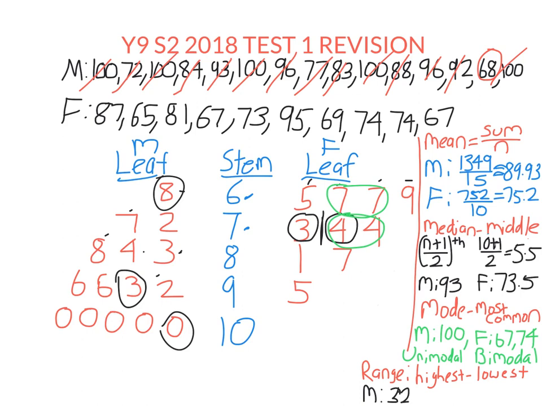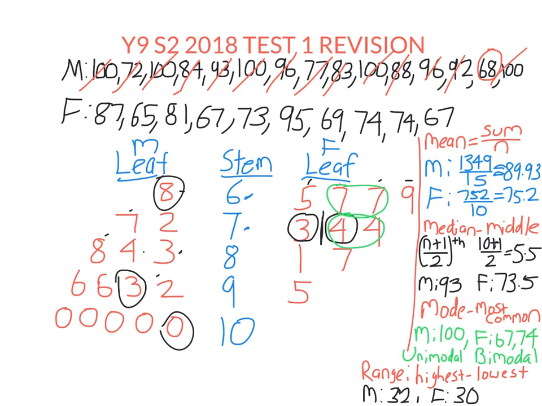So that's the range for males. For females, the highest score is 95, the lowest is 65, and 95 minus 65 is 30. The range doesn't tell you about the center of the data, it tells you about the spread.